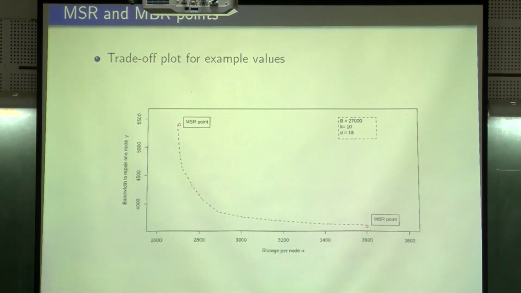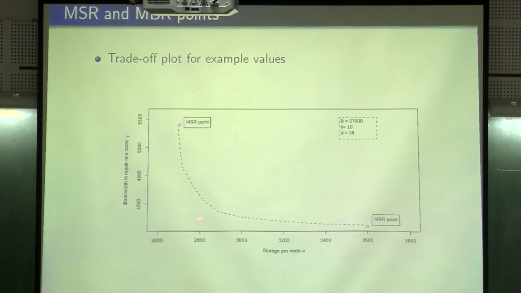The trade-off plot, for example, is done this way. You have an MSR point, which is the storage per node. We ran with b equal to 27,000, k equal to 10, and d equal to 18. The MSR point is b divided by k, which is about 2700. This is the storage, and the corresponding bandwidth will be like this. This is fit through some code with R. It's not very clean, but this is one equation you can see.